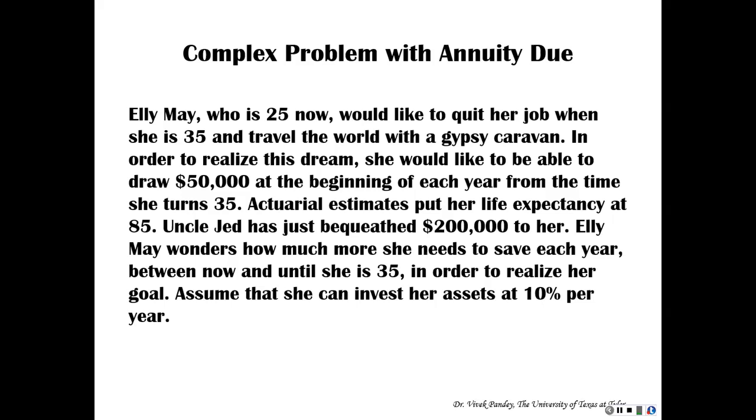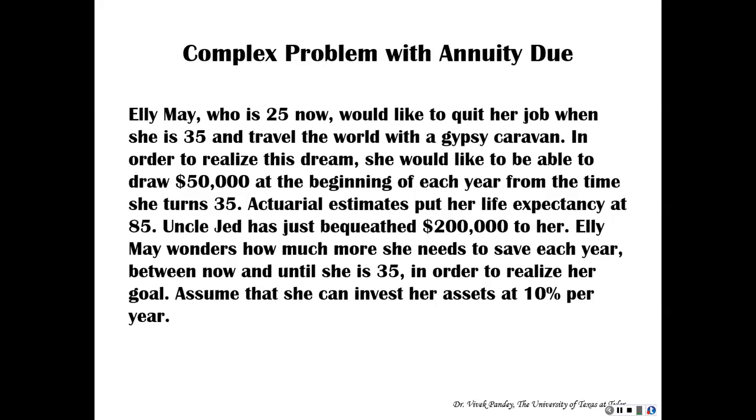Actuarial estimates put her life expectancy at 85. Uncle Jed has just bequeathed $200,000 to her. Ellie Mae wonders how much more she needs to save each year between now and until she is 35 in order to realize her goal. Assume that she can invest her assets at 10% per year.